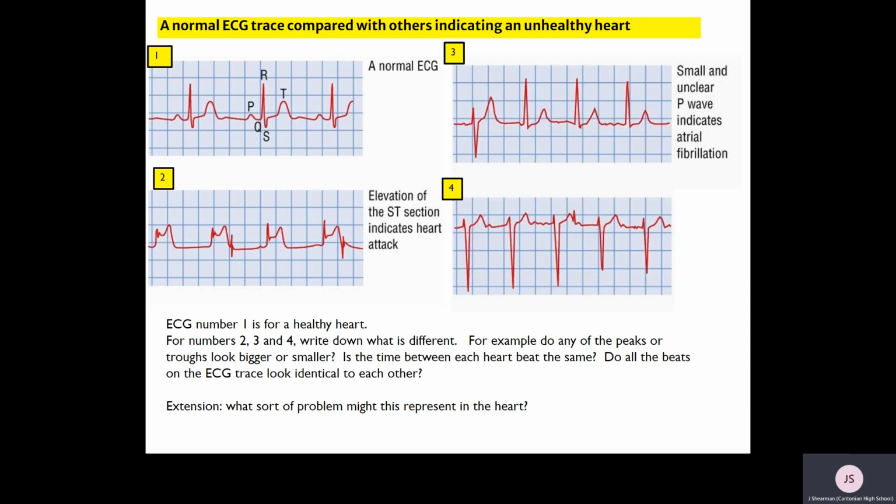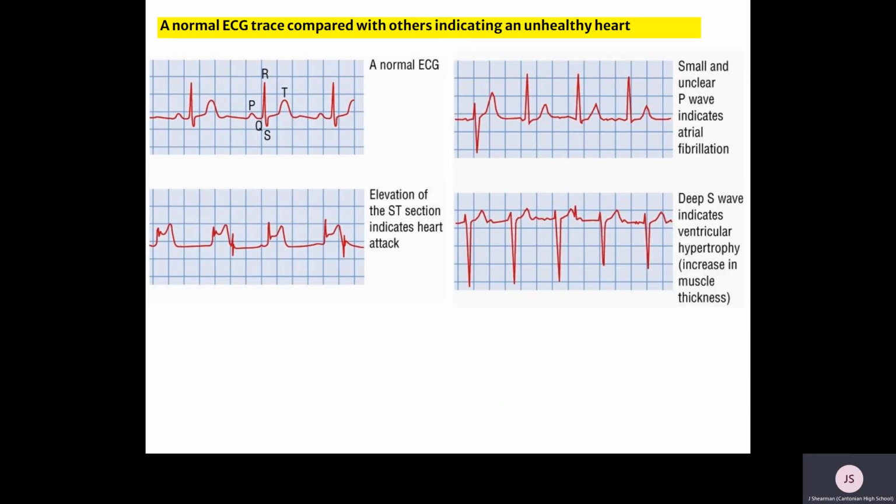And moving on to number 4, the R wave is really small, but also the S wave, the trough, is really, really deep. I wouldn't expect you to know what that represents, but it does actually represent an increase in the muscle thickness of the heart. So if the heart is having to work harder than it should be, then you will actually get the heart muscle enlarging as it works harder.